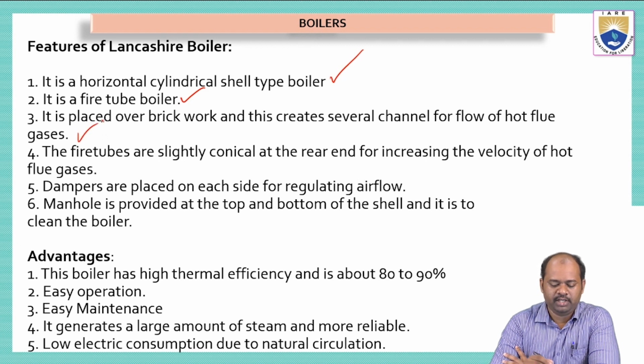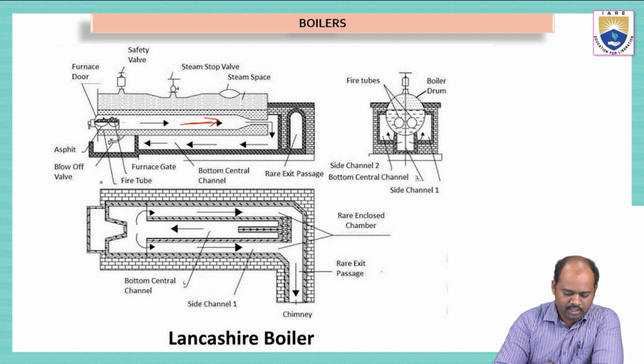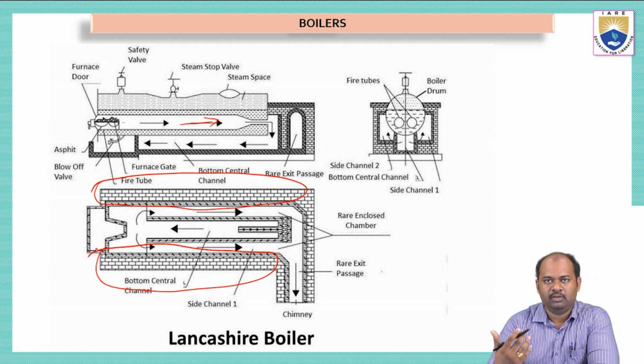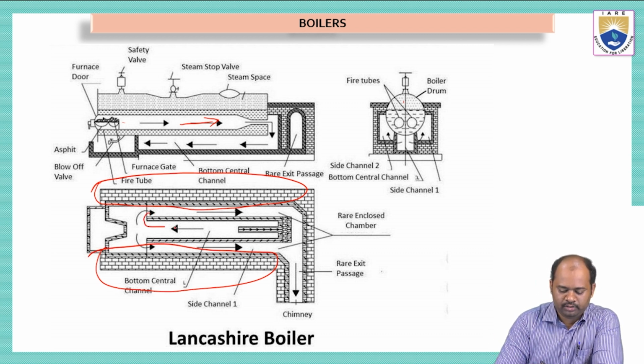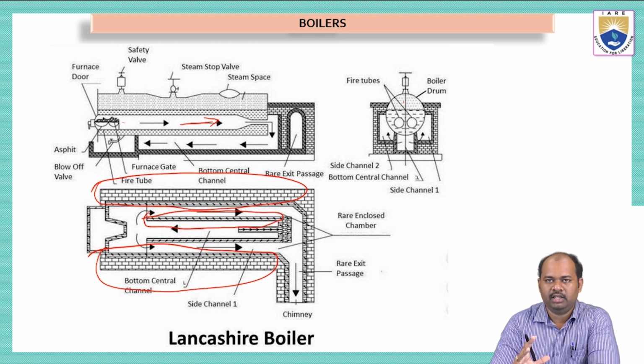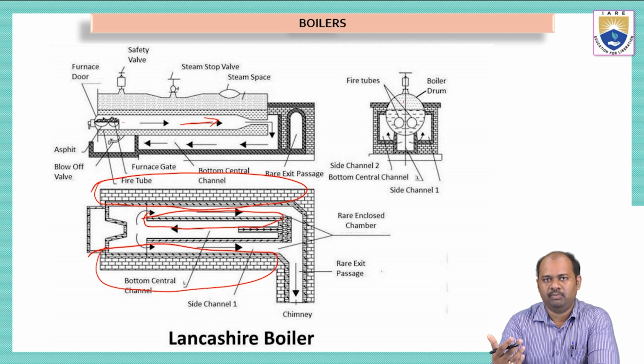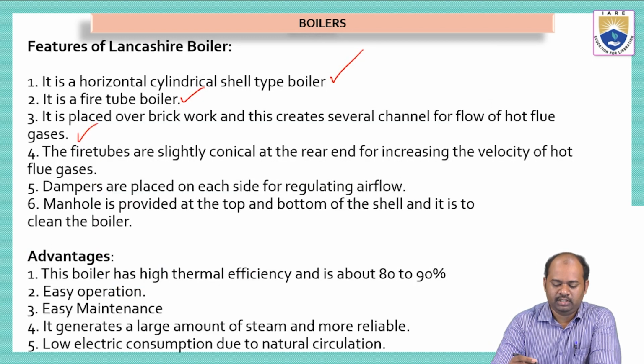And the third point is, it is placed over brickwork, and this creates several channels for the flow of the hot flue gases. So in the picture we can see there is a complete brick lining everywhere. In fact, we have created the fire tube also with bricks. So that is why it is well insulated. The hot gases will not escape anywhere. They have to move in a direction to boil the water, and from there they have to escape into the atmosphere. So that is another feature of this Lancashire boiler.